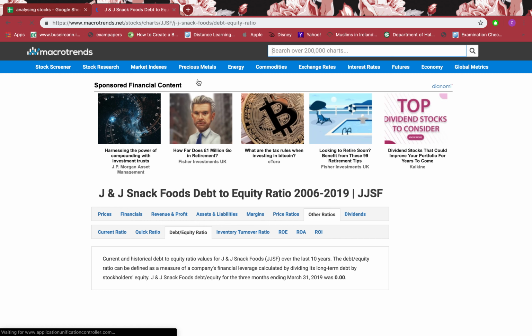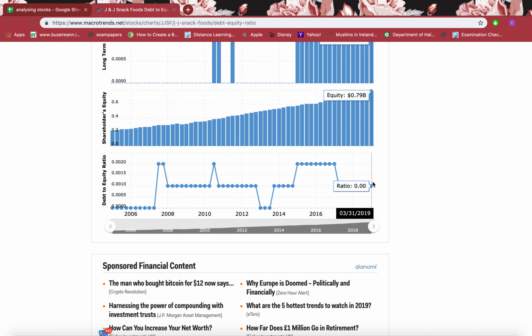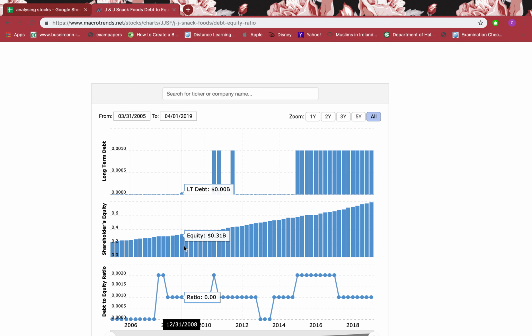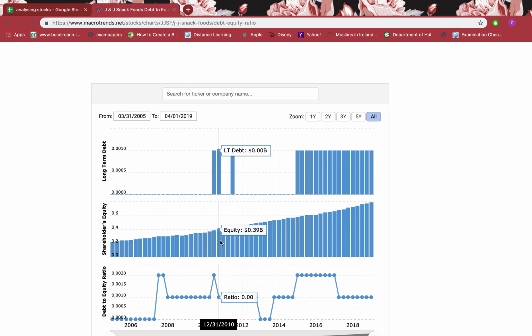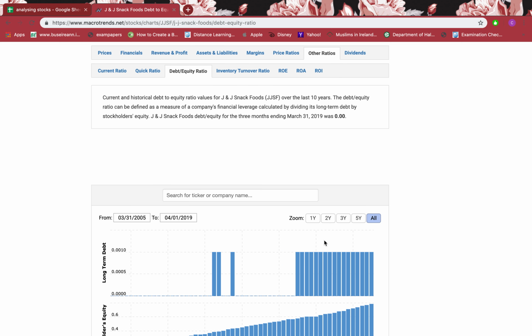Let's look at the debt equity ratio. The debt equity ratio tells us if the company is mainly operating on debt or equity. We are looking at a ratio of 0.5 or less than that. Right now it's 0, which is brilliant. And let's look at the previous ones. So it has been consistently 0, which means that it's doing really good.